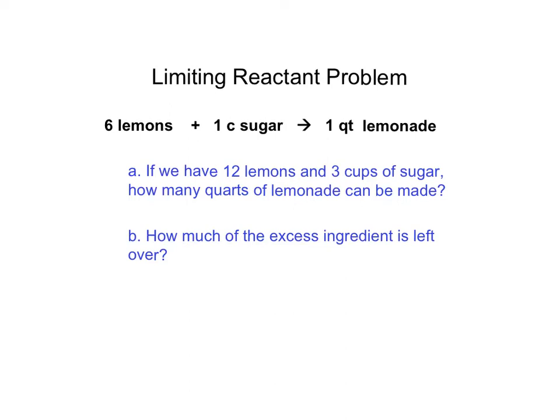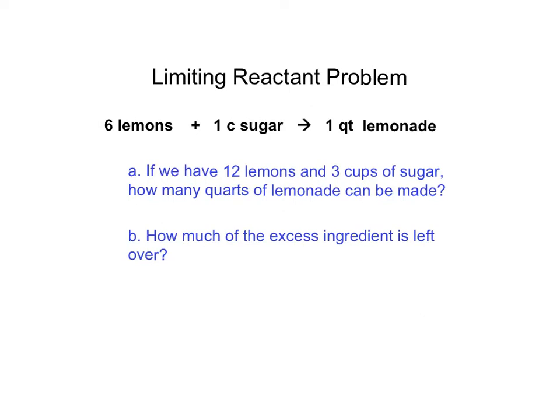So, which is correct, and the answer is the lemons. Given what you have, you don't have 18 lemons here, so the lemons are going to be your limiting reactant. The lemons are the limiting reactant. They determine how much product, or how much lemonade in this case, is going to be made.